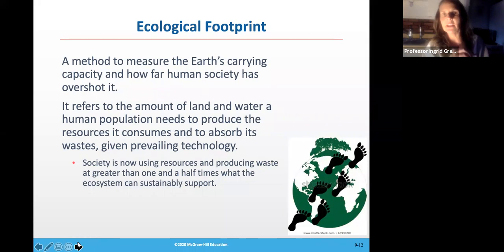So this is a method to measure the Earth's carrying capacity and how far human society has overshot it. It refers to the amount of land and water a human population needs to produce the resources it consumes and to absorb its waste given prevailing technology. And this last bullet point says that society is now using resources and producing waste at greater than 1.5 times what the ecosystem can sustainably support.